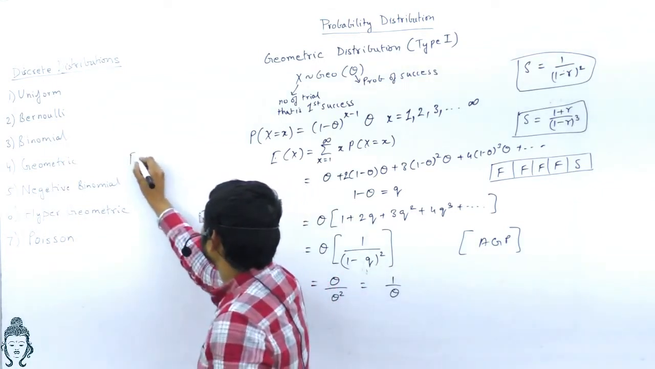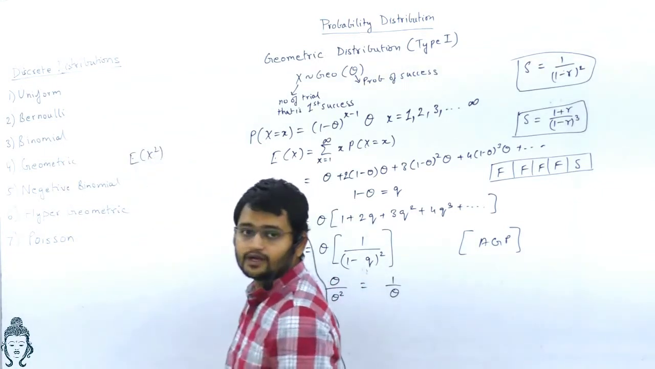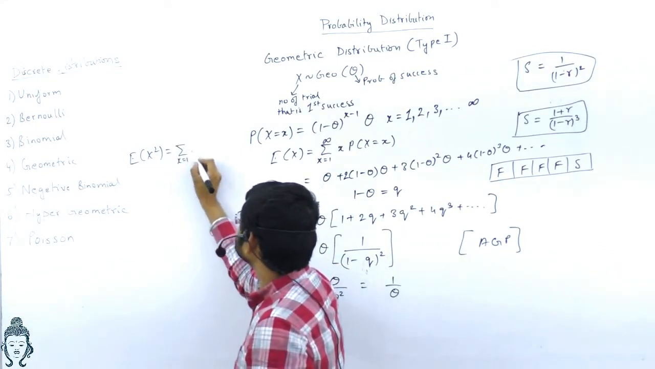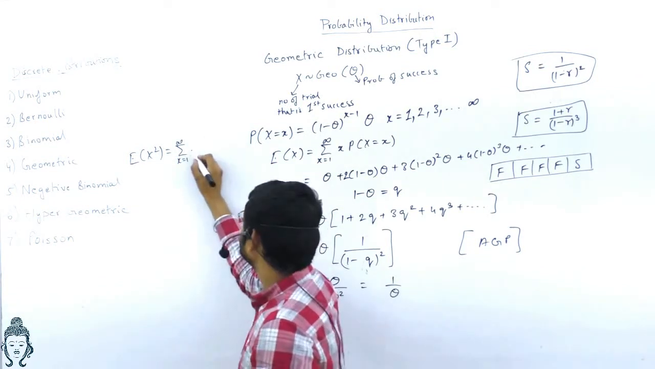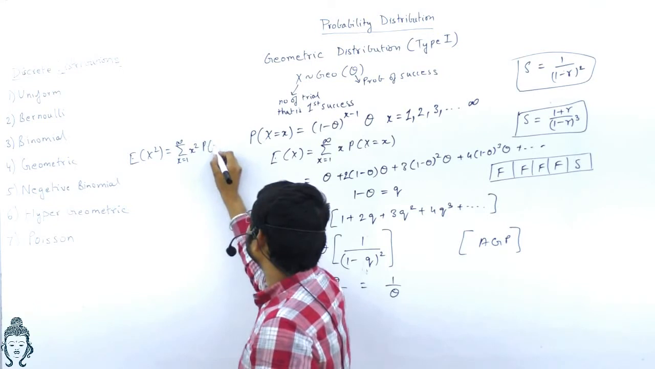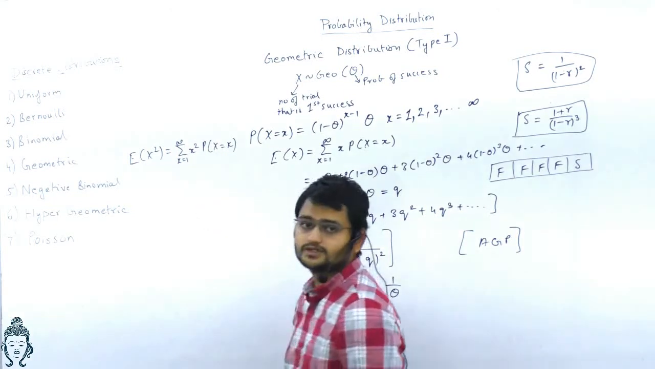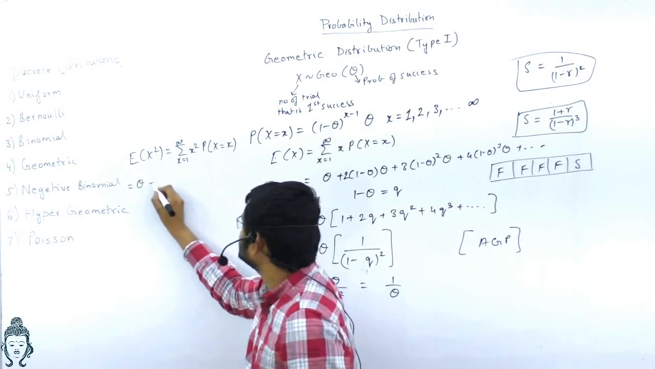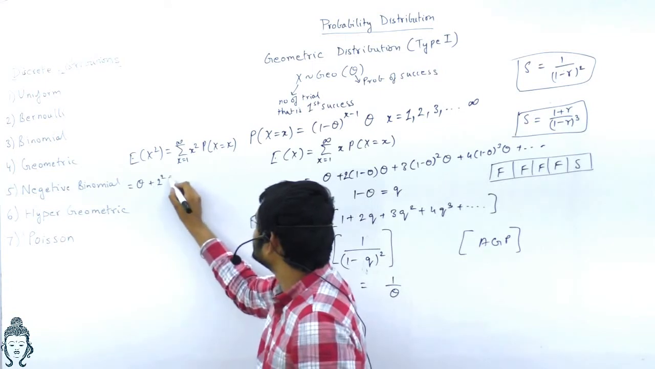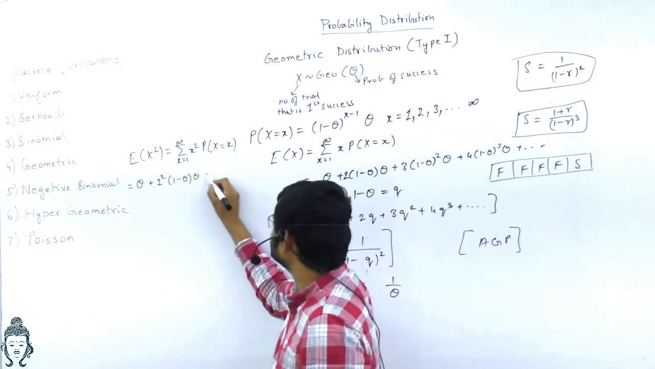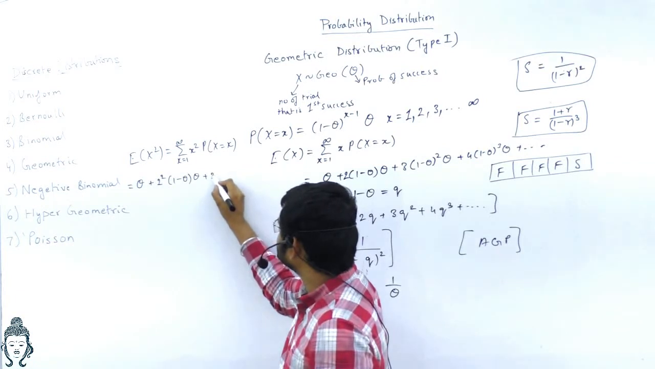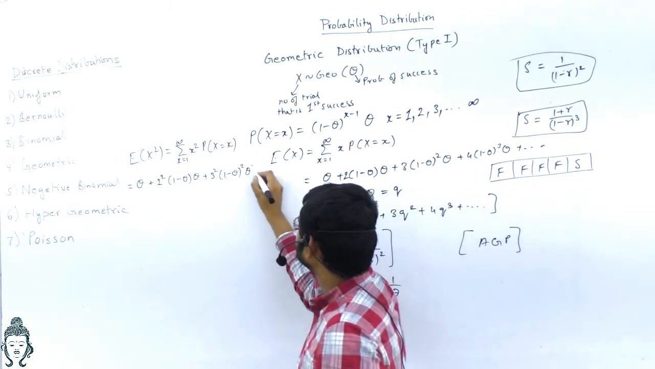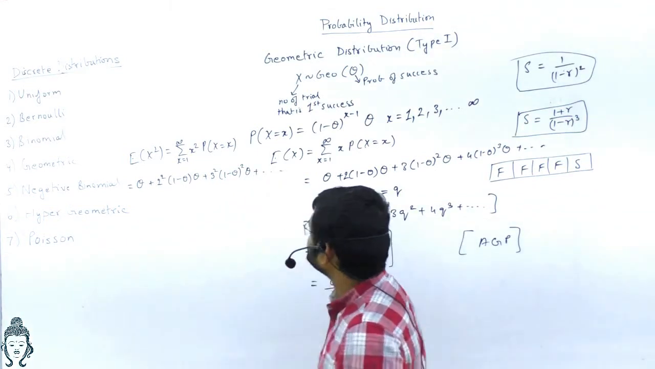Now let's find the expected value of X square. For expected value of X square, we'll have summation x equals 1 to infinity of x square into probability X equals x. Now this is nothing but theta plus 2 square (1 minus theta) into theta plus 3 square (1 minus theta) square into theta, and so on forever.